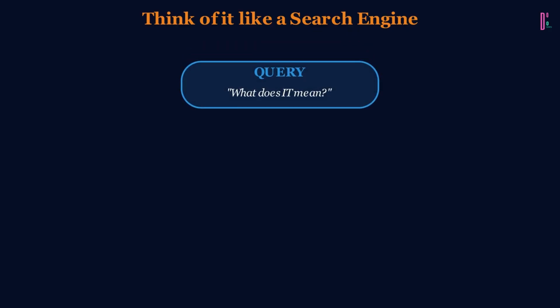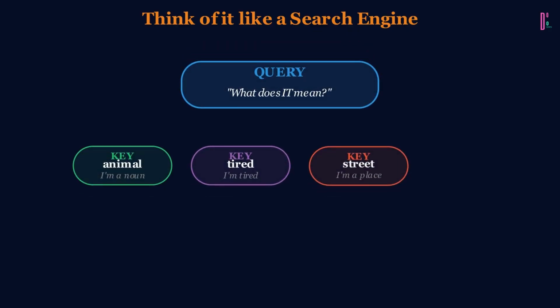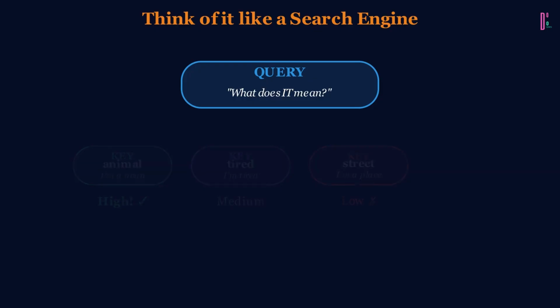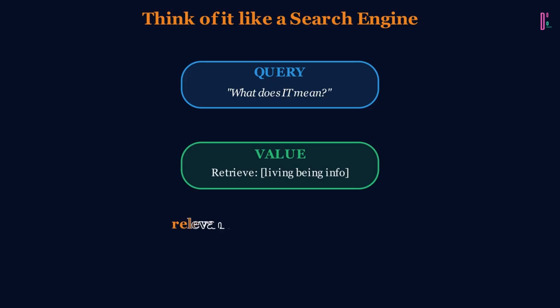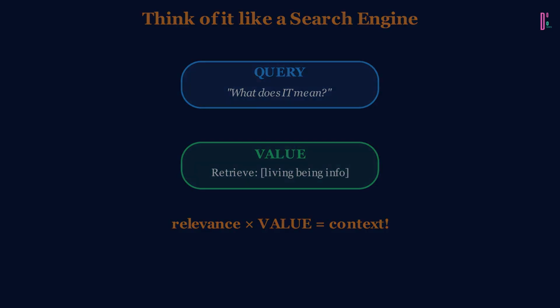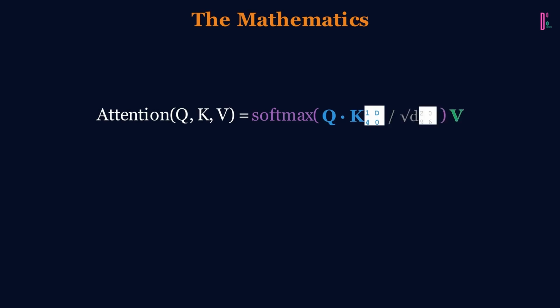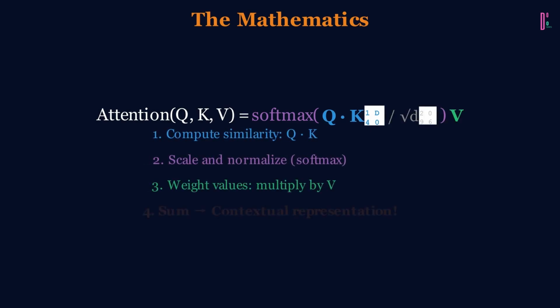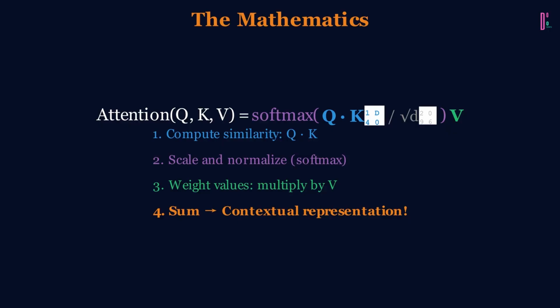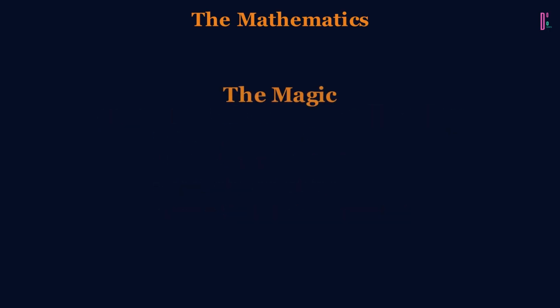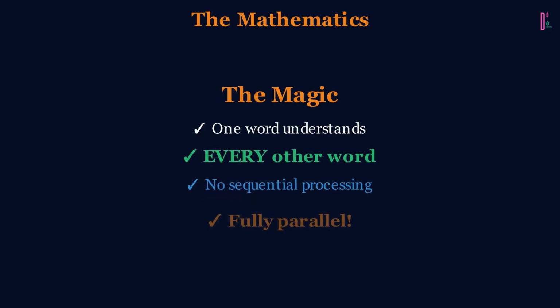Transformers do this mathematically using 3 vectors: query, key, and value. Think of it like a search engine. Your query is, what does IT mean? Each word has a key like a tag. I'm a noun. I'm tired. I'm the animal. You compute similarity. Query key. High similarity. That word is relevant. The value contains the actual information you retrieve. Multiply relevance by value. Sum everything up. Boom. You've computed attention. One word now understands its relationship to every other word. No sequential processing. Fully parallel.